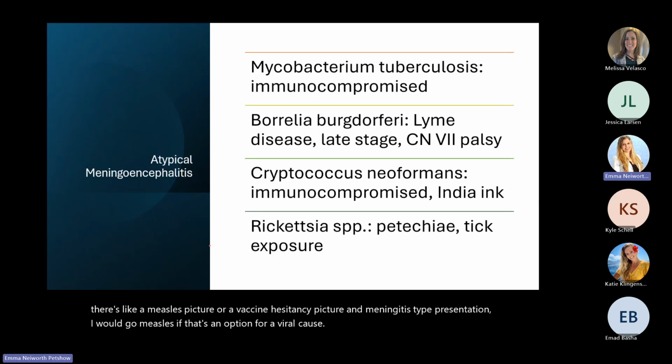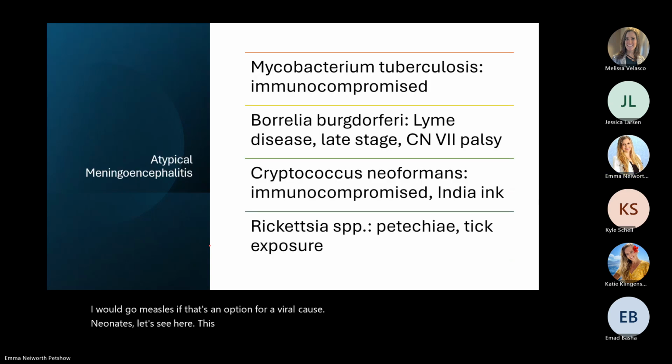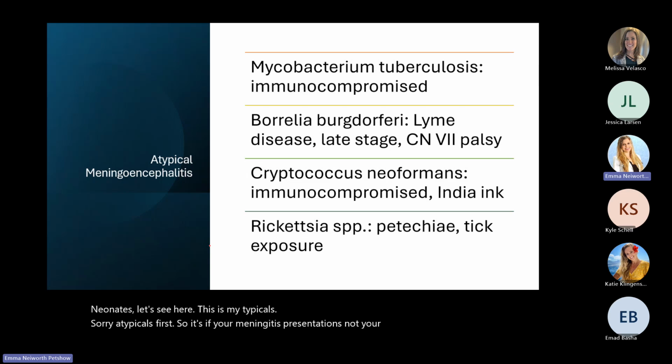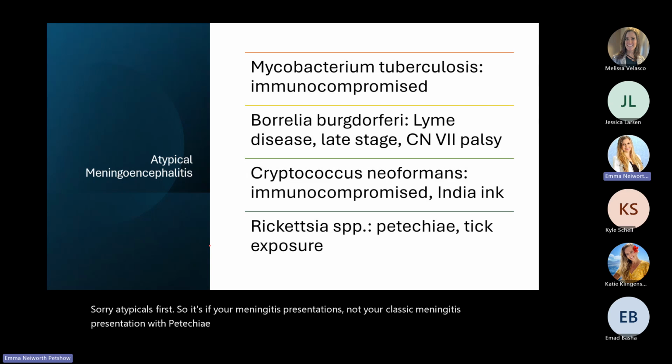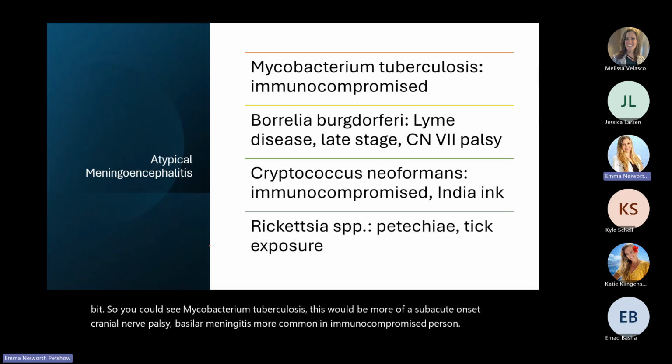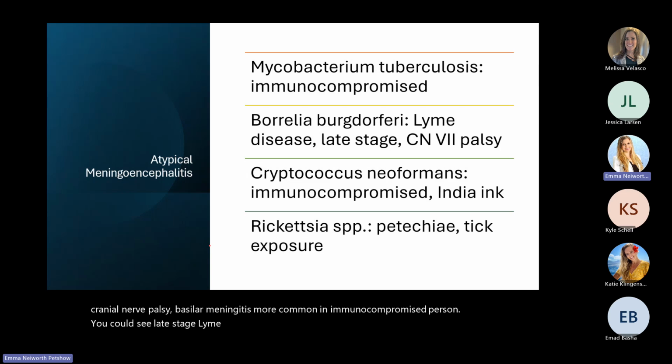Now my atypicals. If your meningitis presentation is not your classic presentation with petechiae, nuchal rigidity, etc., we can broaden our differential a little bit. You could see Mycobacterium tuberculosis. This would be more of a subacute onset, cranial nerve palsy, basilar meningitis, more common in an immunocompromised person. You could see late stage Lyme, Borrelia burgdorferi. It can cause a meningitis-like syndrome.